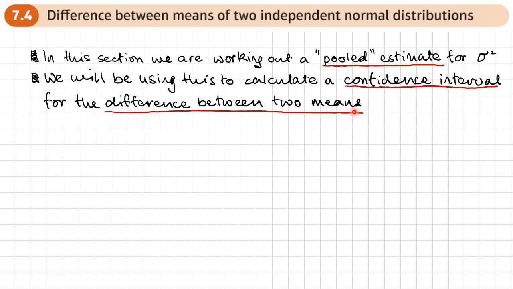And then in the next section we'll be going on and doing a hypothesis test for this difference between two means, to show if there is actually a significant difference between two sample means, and then using this to see if that shows that there's a difference between two population means.